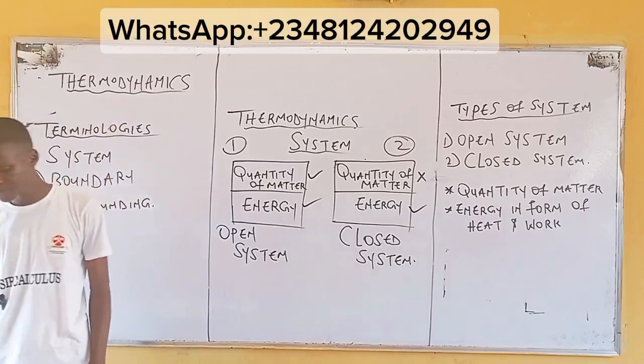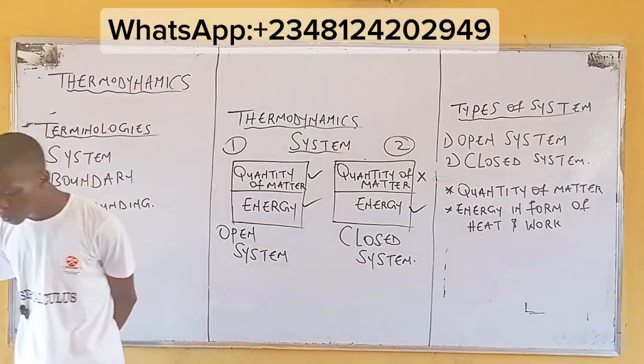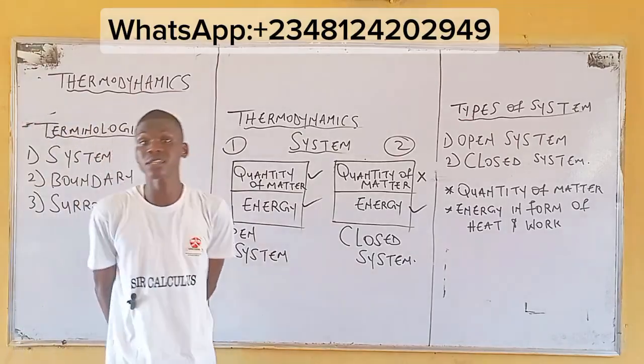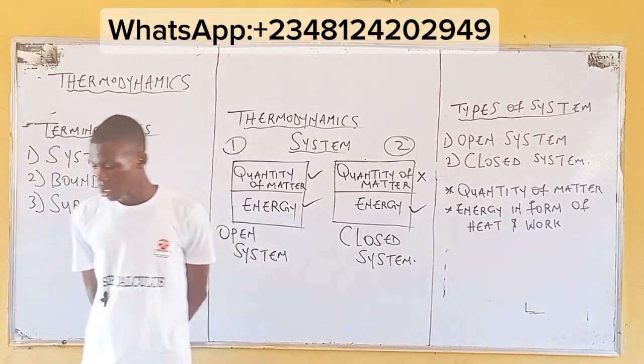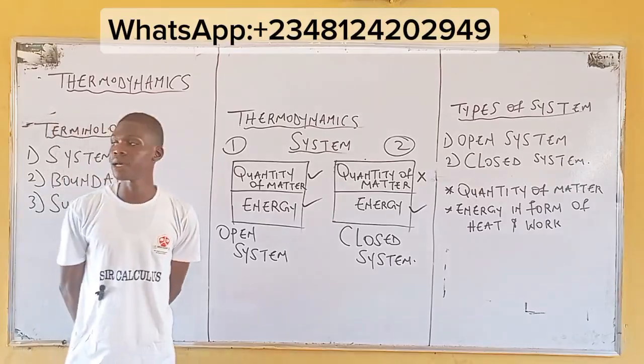Alright, moving on. We said we have other types of system. We can just take down the other types of system. We have the adiabatic system.